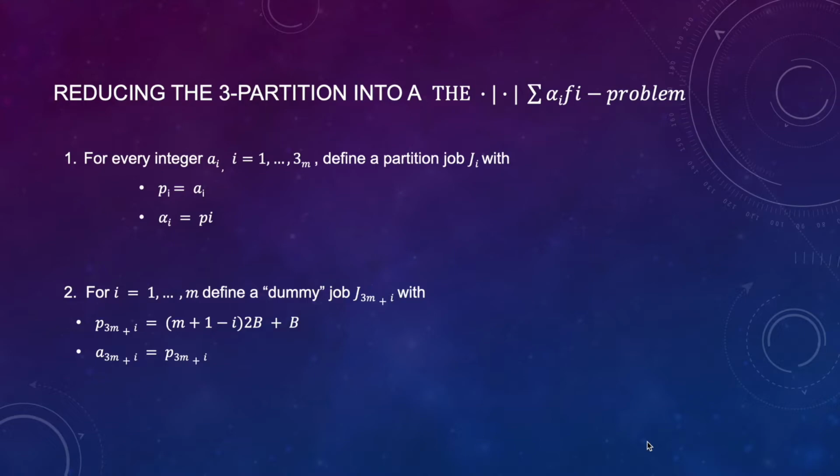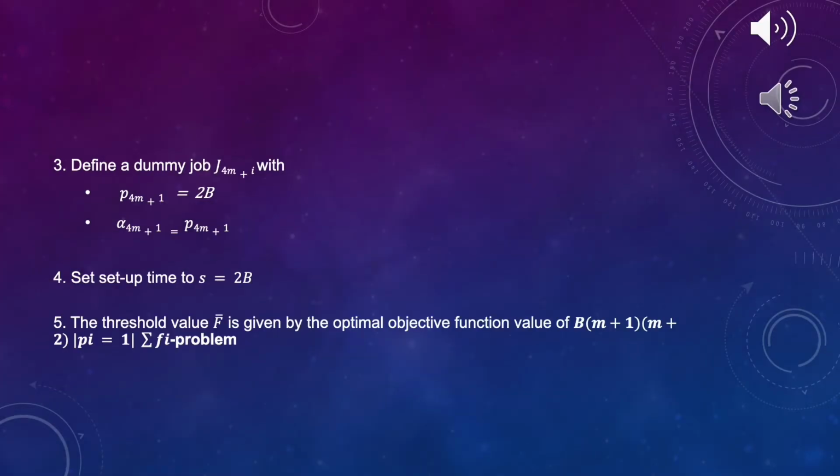First, for every integer of the 3-partition problem, we are going to define a corresponding partition job, where the processing time for that job is going to be equal to the weight, which will be equal to the integer value. Next, we are going to define our dummy jobs, and for each batch, we are going to define a dummy job with this processing time, and the processing time is going to be equal to the weight as well. Next, we create one final dummy job j for n plus 1 with processing time 2B and weight also equal to 2B. And then we set the setup time s equal to 2B, and then our threshold value is given by the equation in number 5.